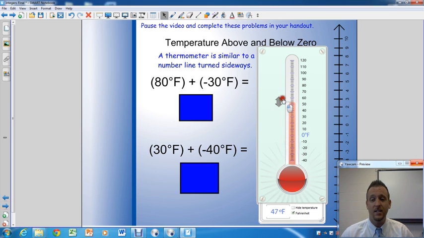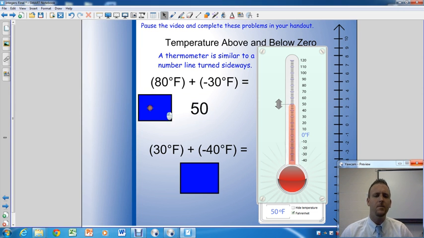So man, is it a nice day out. It's 80 degrees, I got my sunglasses on, I'm at the beach, everything is great. And then all of a sudden later on in the day, in the evening, it drops 30 degrees. So it drops 10, it drops 20, and it goes all the way down to 50 degrees Fahrenheit. Let's see if we're right.